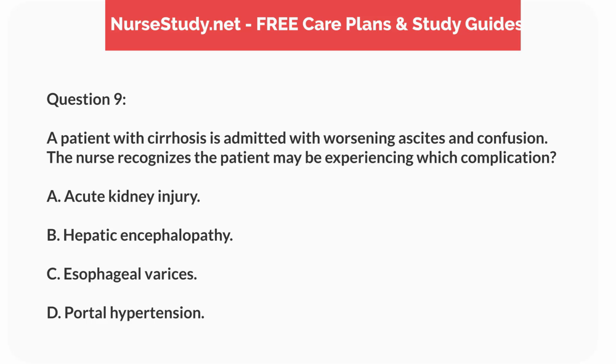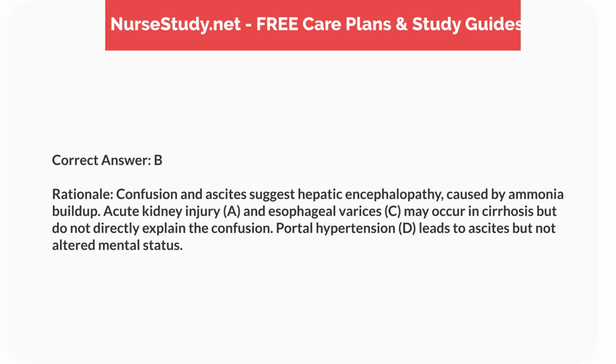Question 9. A patient with cirrhosis is admitted with worsening ascites and confusion. The nurse recognizes the patient may be experiencing which complication? A. Acute kidney injury. B. Hepatic encephalopathy. C. Esophageal varices. D. Portal hypertension. Correct answer, B.